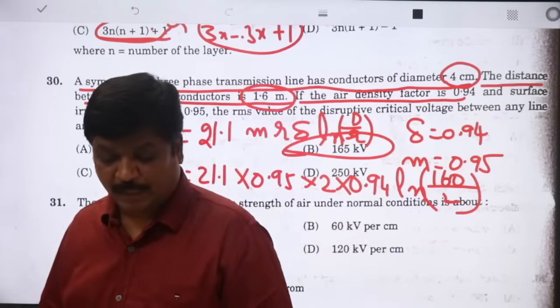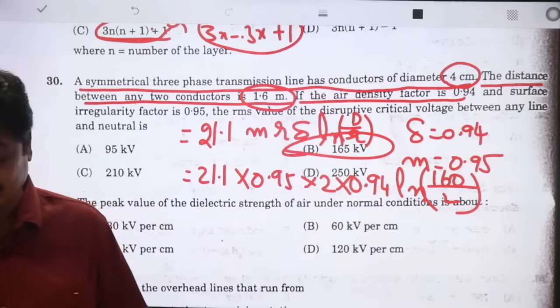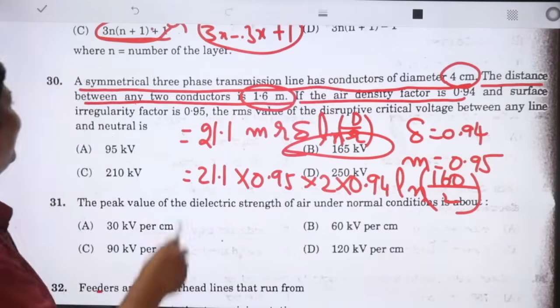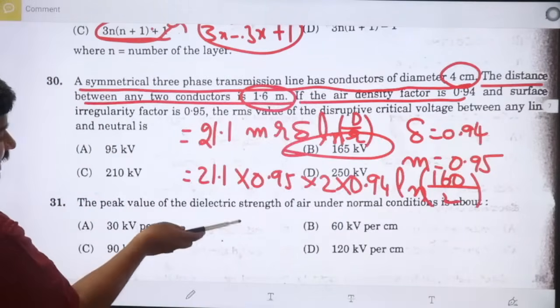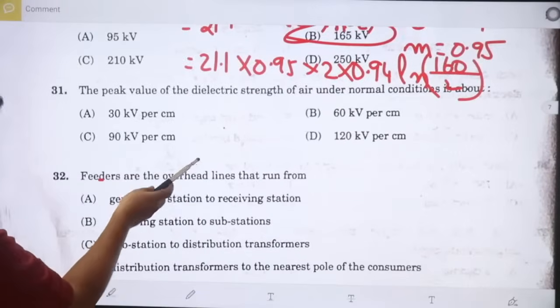AE paper is tomorrow, na? Sir, the AE paper is tomorrow, not today. Tomorrow they will conduct the exam. We will have a discussion on it tomorrow.